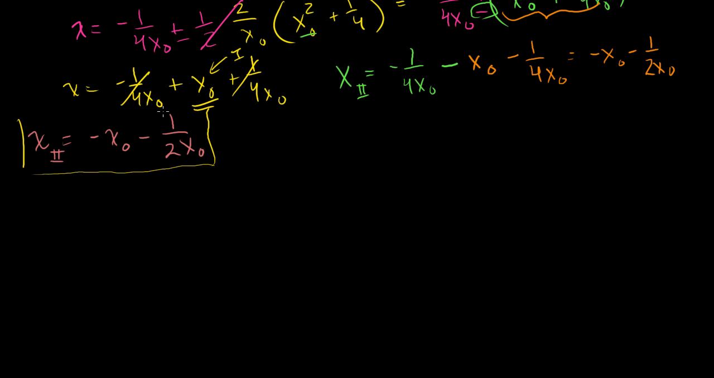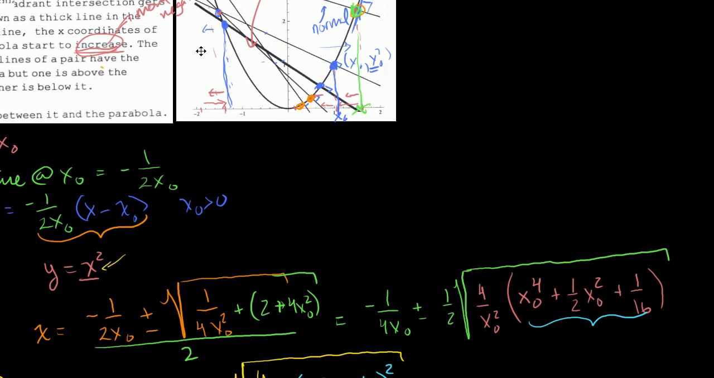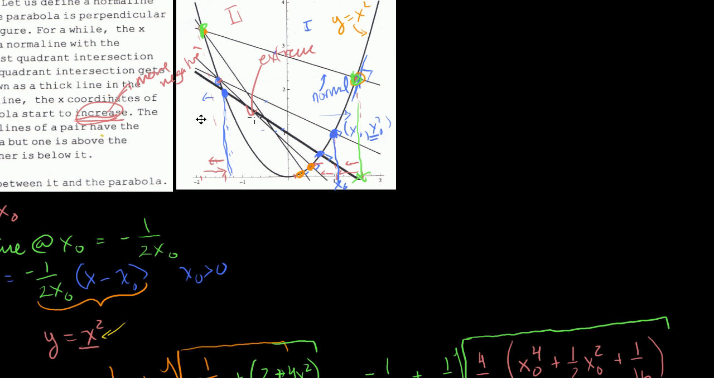Because the problem wants us to find the maximum point of intersection. They call this the extreme normal line. The extreme normal line is when our second quadrant intersection essentially achieves a maximum point. I know they call it the smallest point, but it's the smallest negative value, so it's really a maximum point. So how do we figure out that maximum point?